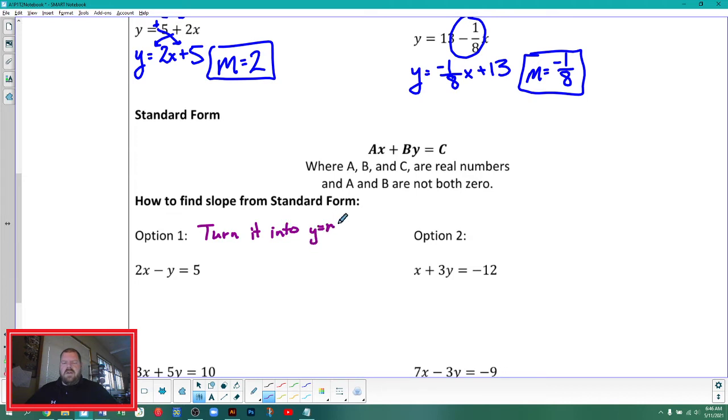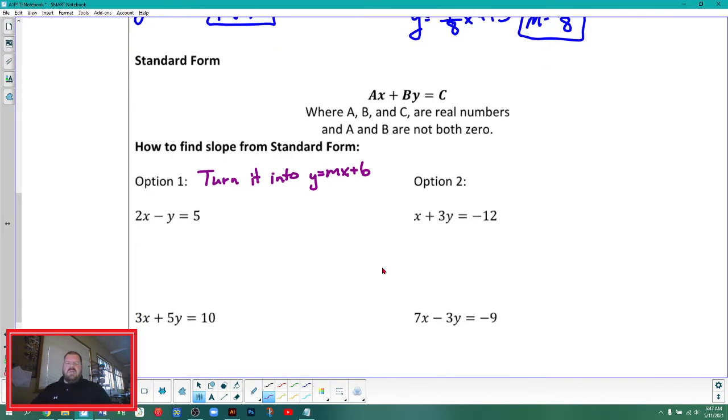I'm just going to write y equals mx plus b. That's one method. Okay, and we're going to look at that first before we look at the second method. And so what that involves is just solving the equation for y. Sometimes that's easy, sometimes it's not.